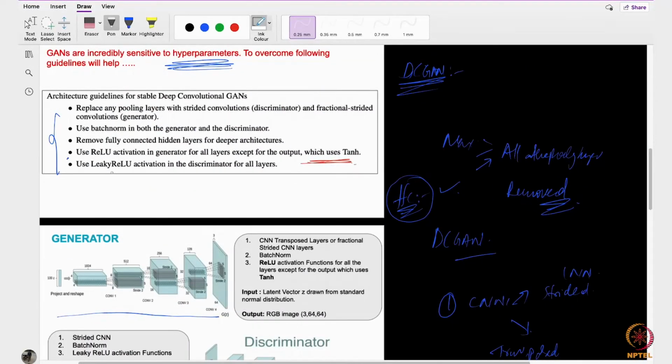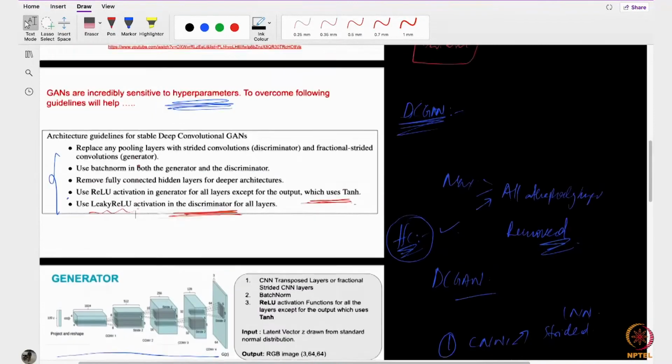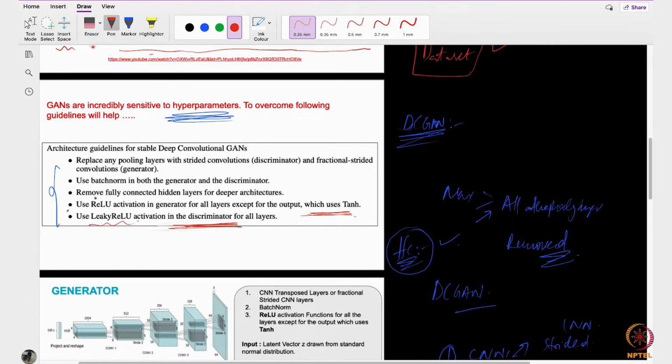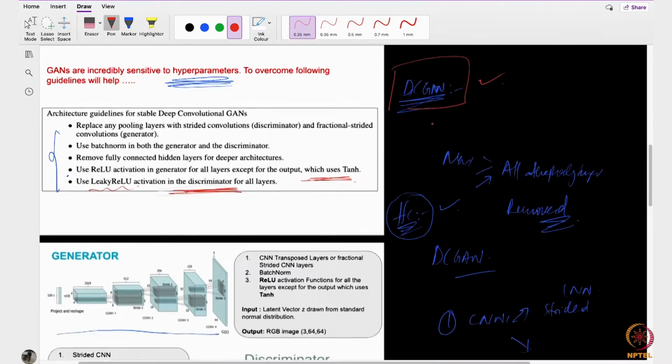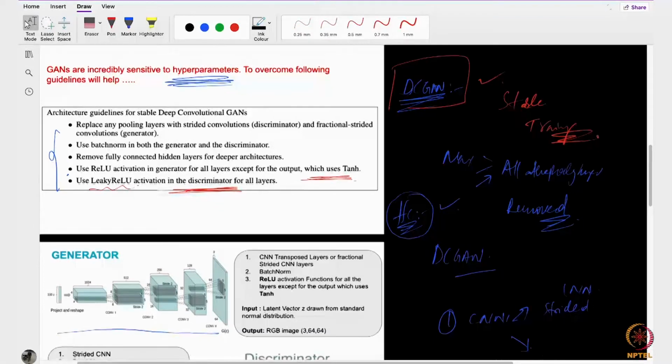And the last point is to use the leaky ReLU function in the discriminator for all the layers. That means in the discriminator section, all the layers will contain the leaky ReLU activation function. So these are the 5 guidelines one has to keep in mind while implementing this DCGAN algorithm, so that the network will be somewhat less sensitive to the hyperparameters and we can expect stable training. That is the summary.